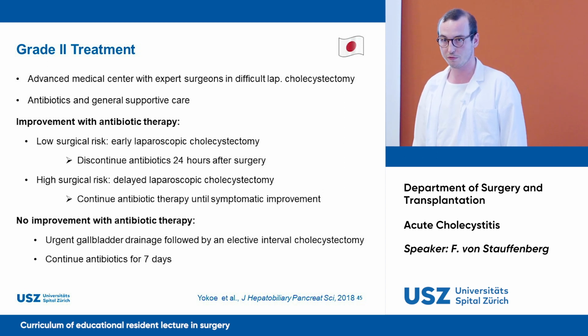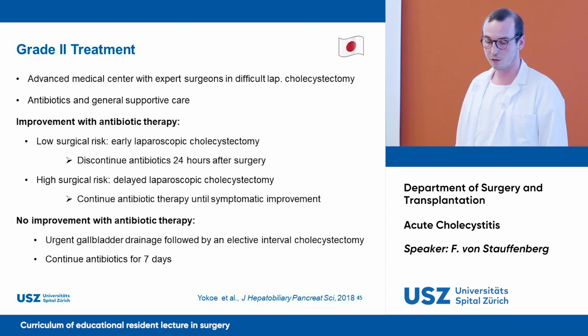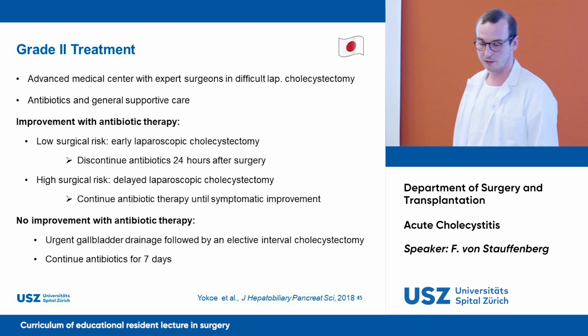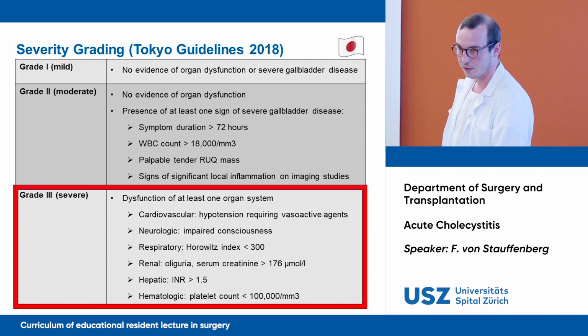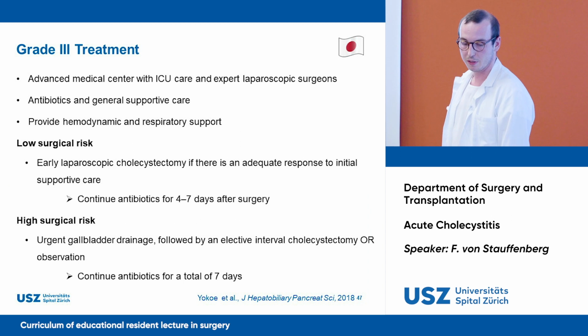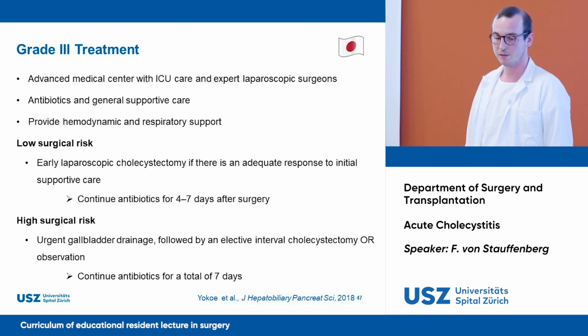If there's no improvement with antibiotic therapy initially, we should do an urgent gallbladder drainage followed by an elective interval cholecystectomy and should continue initial antibiotics for 7 days. In grade 3, where we also have a dysfunction of at least one organ system, treatment should be administered in an advanced medical center with ICU care and expert laparoscopic surgeons.